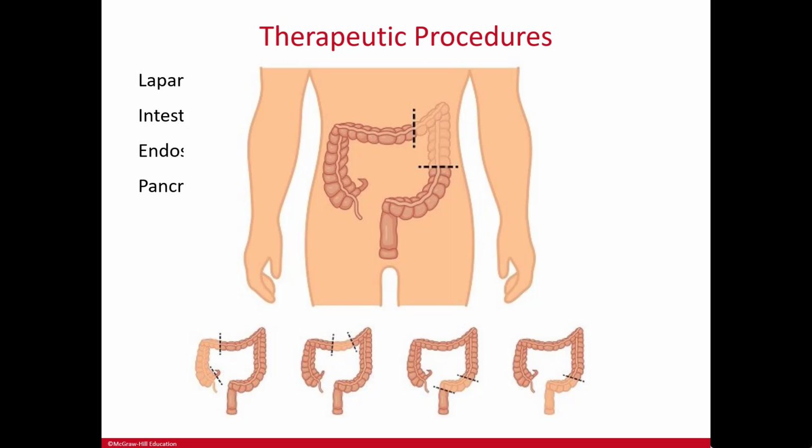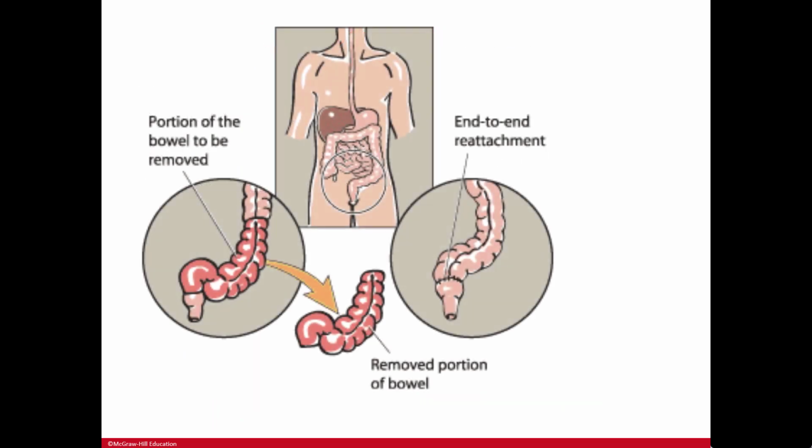An intestinal resection is done to surgically remove a diseased portion of the intestine, and then the remaining portion of the intestine can be joined back together.